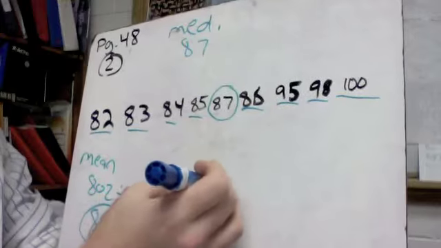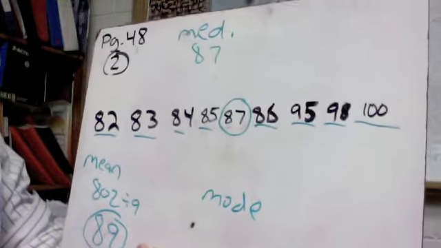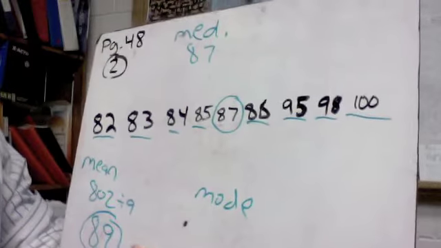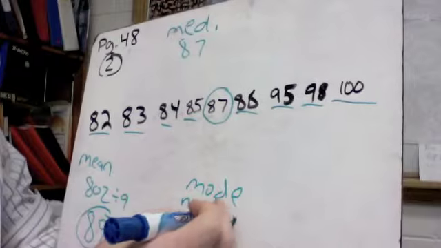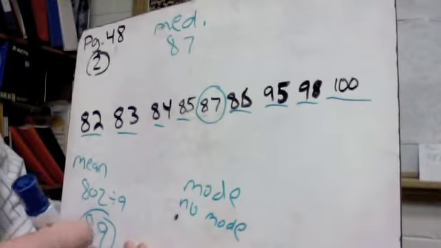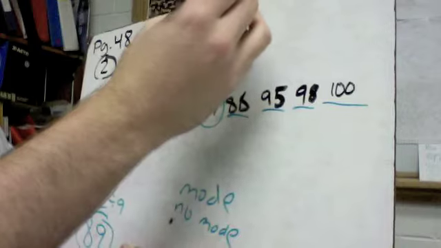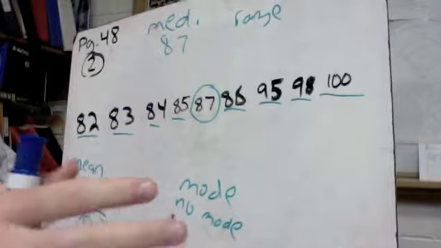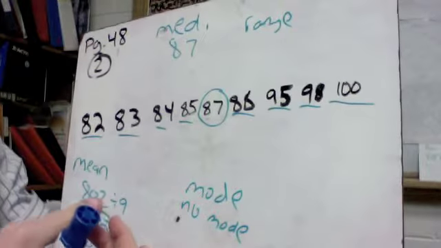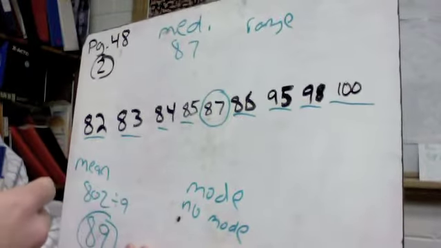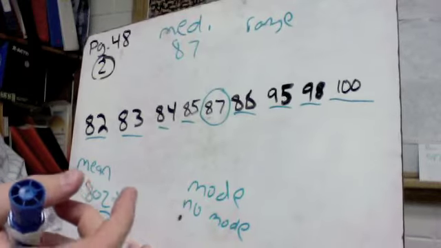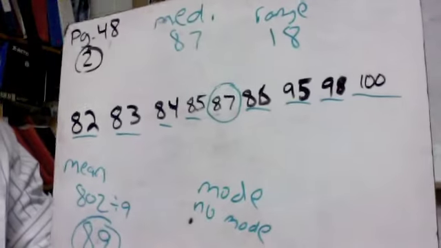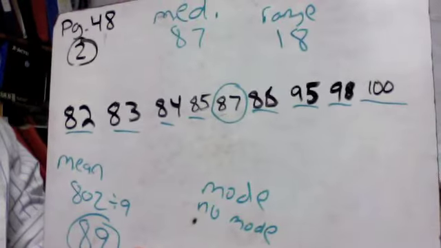Now the mode is the one that happens the most. If I look on here, there isn't any that happens more than once, so we would just put no mode. And then the last one is the range of numbers. To find the range, it's just the value of the highest number and the value of the lowest number, and you just subtract the two. So if I do 100 minus 82, 100 minus 80 would be 20, so that's 2 more, so it would be 18. So your answer for the range would be 18. Those would be your 4 answers to this first problem.